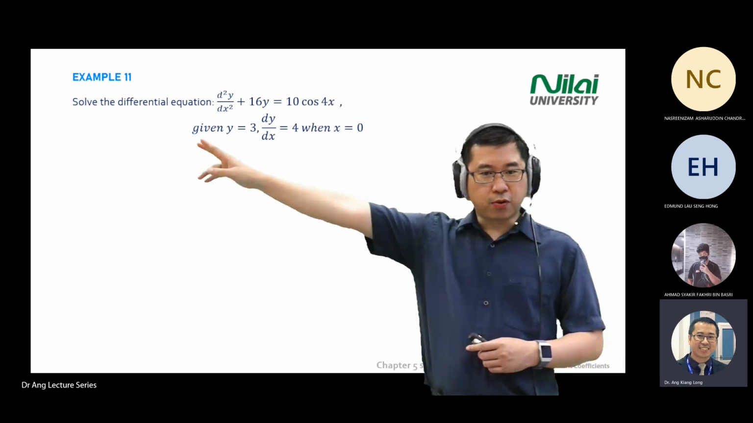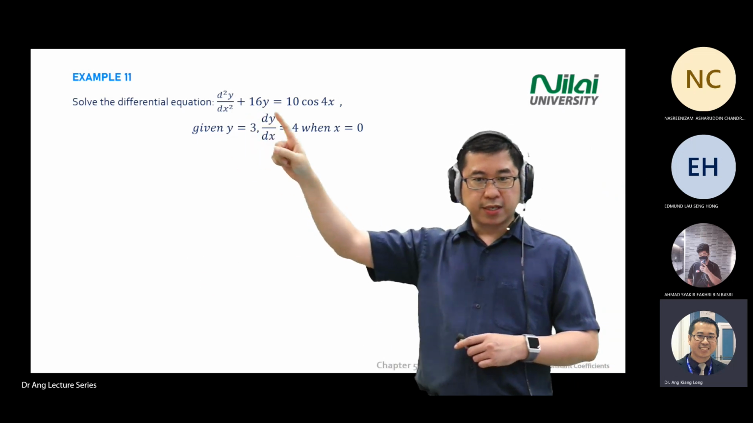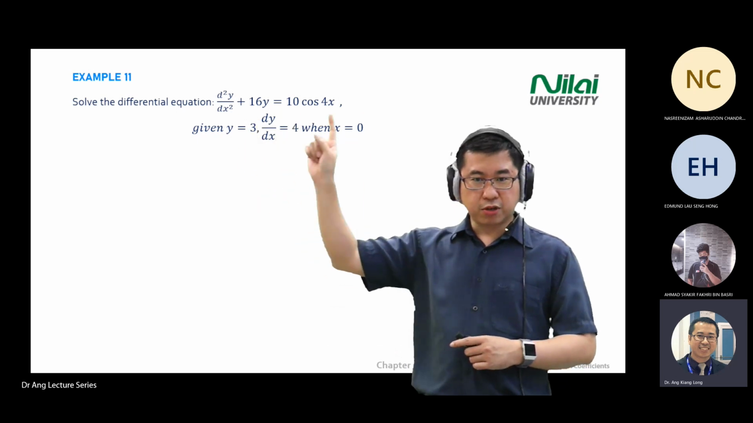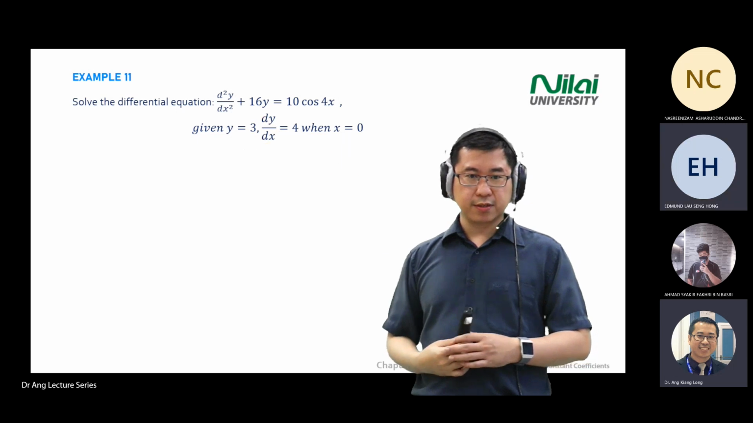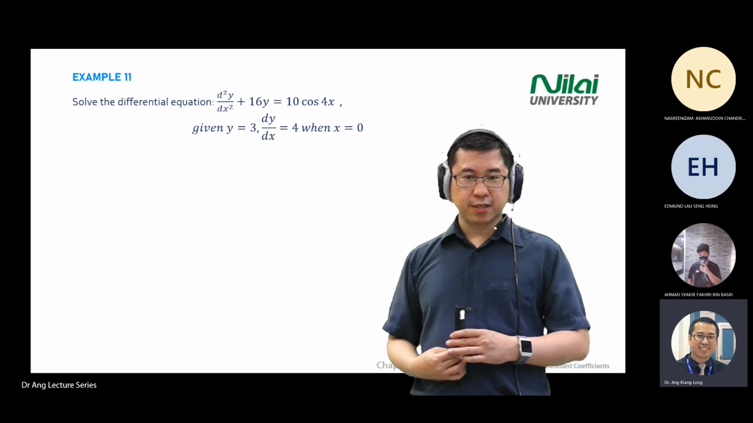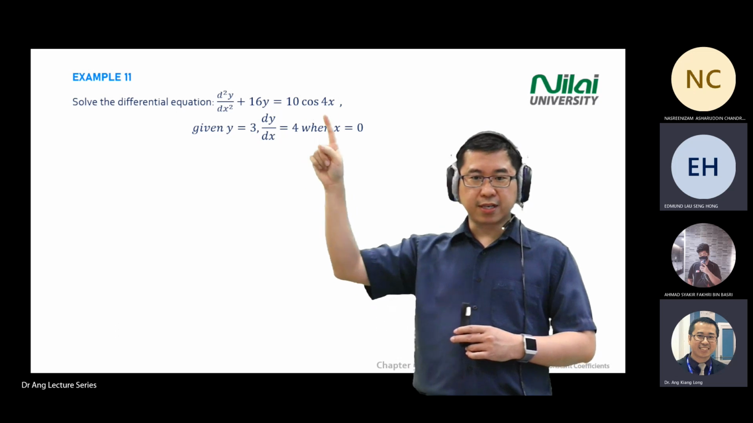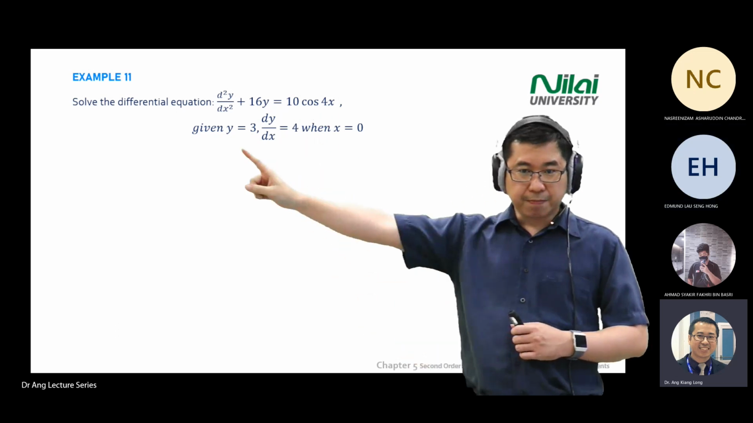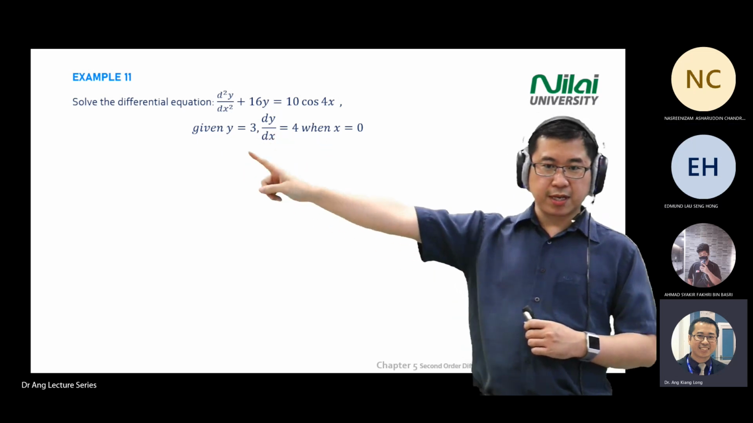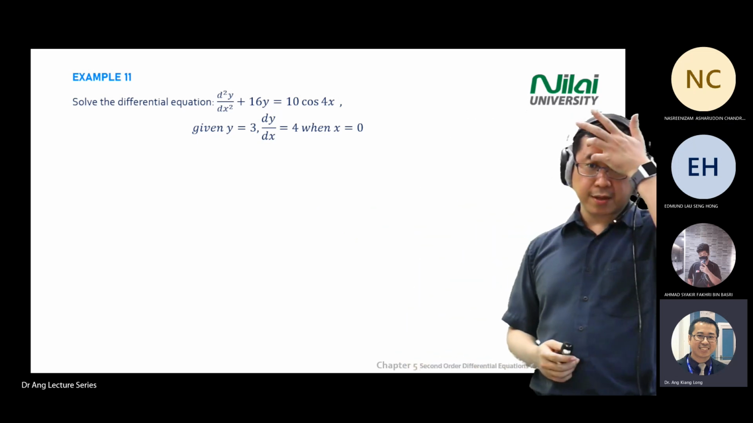Okay. Now you read the question, example 10. You have d squared y over dx squared plus 16y equal to something. So this one, Edmund, is it a homogeneous or non-homogeneous equation? Non-homogeneous. Why is it not homogeneous? Because there is no equal to 0. The right-hand side is not 0. Then there's a purpose why it gives you y equal to something, x equal to something, dy/dx equal to something. This one is to solve what your A is, what your B is. Okay. All right.